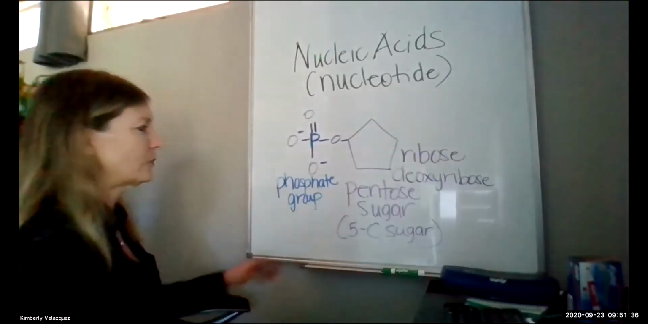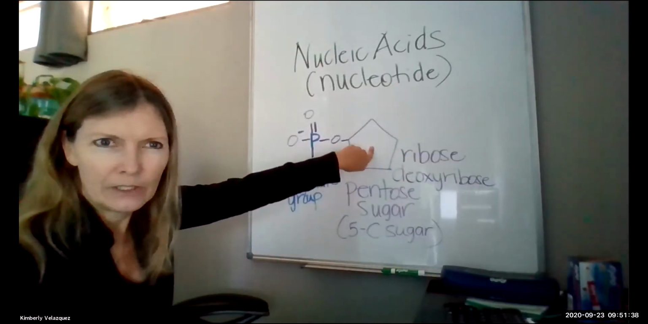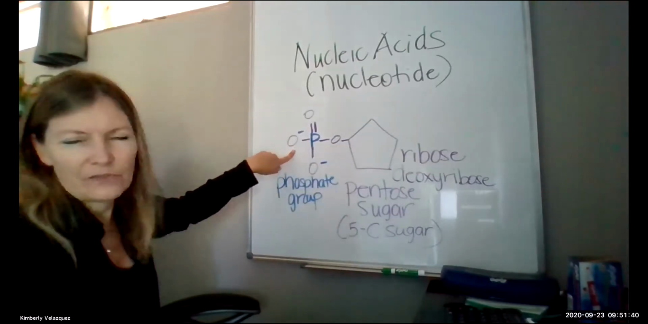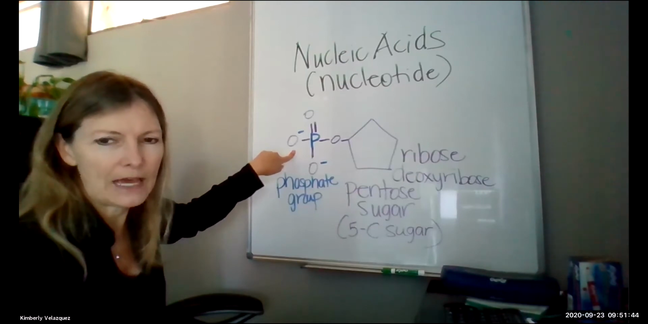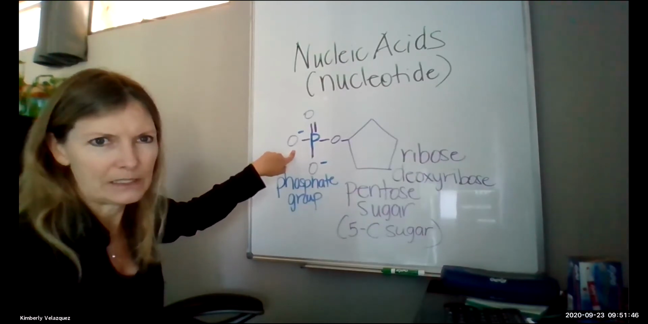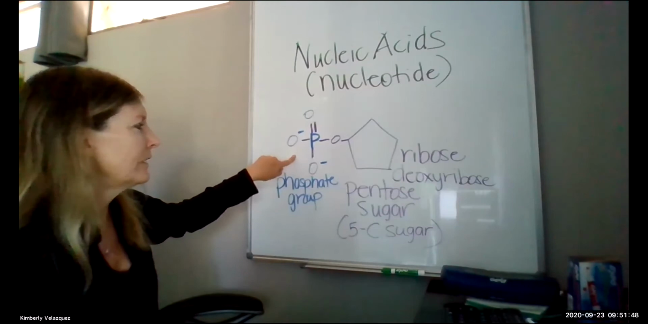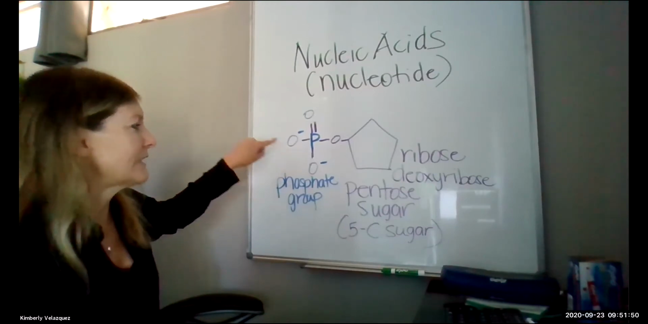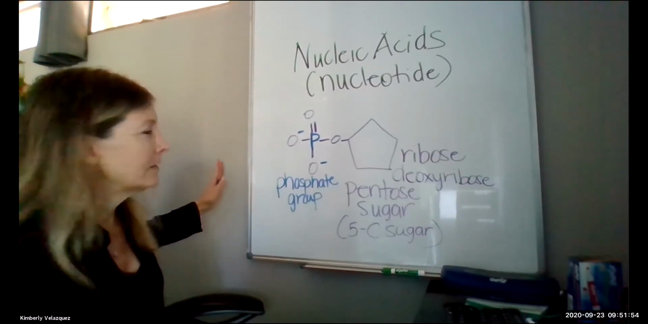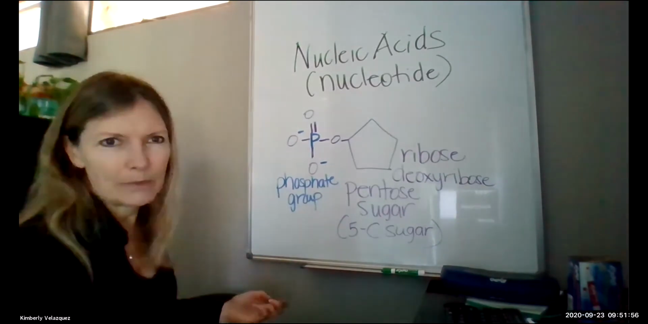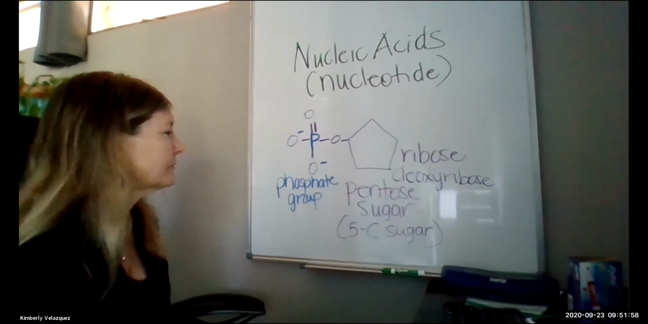So 2 clues for recognizing this as a nucleic acid. One is this pentose sugar in the middle, and then this phosphate group. It's the only macromolecule that we'll look at that you'll visually recognize as having this phosphate group. Now, some nucleic acids actually have 2 of these phosphate groups, and some actually have 3 of these. And you'll see that when we talk about nucleic acids in more detail.